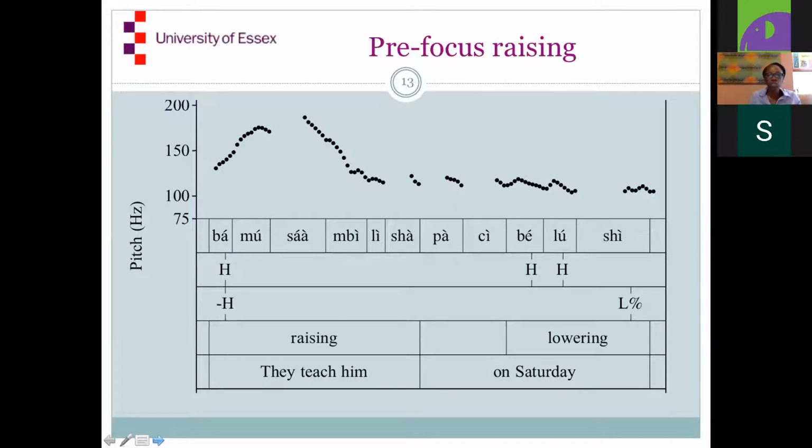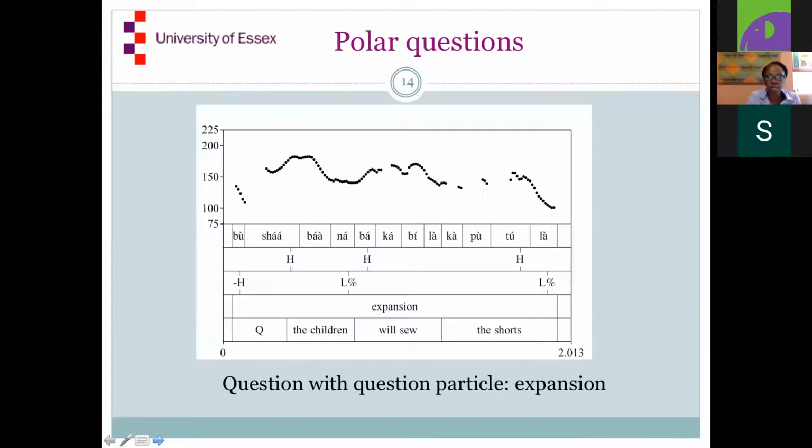So it seems as if there's this raising which is happening before, and then the focus constituent, which is actually the new information, seems to just go flat after that.